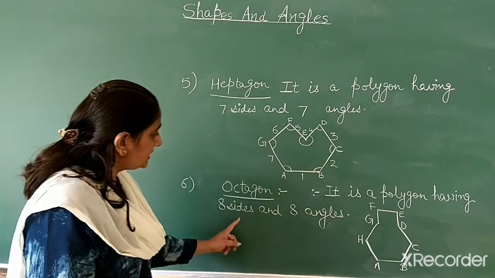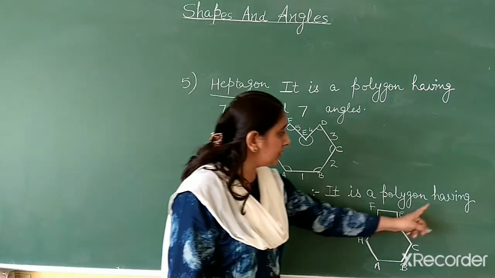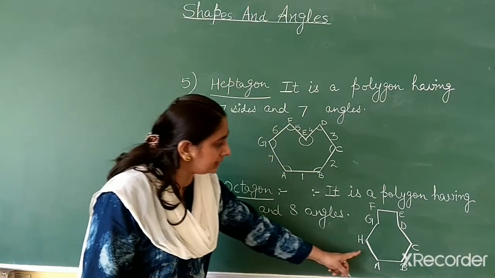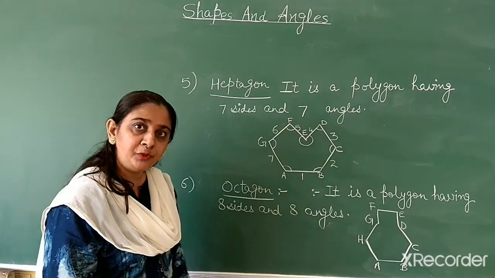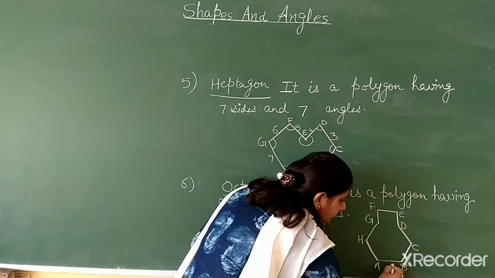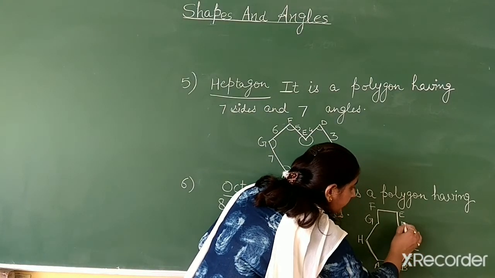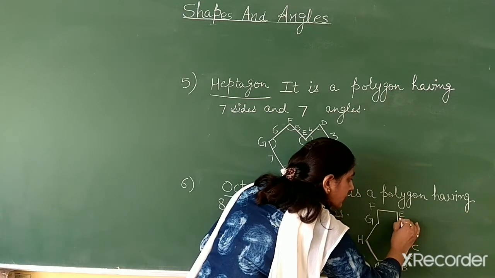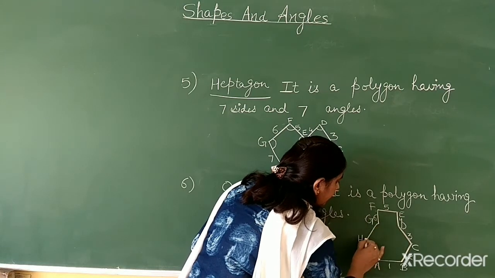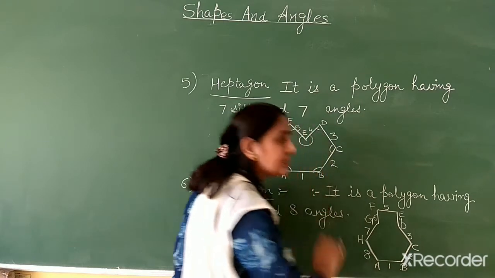So now the next type of polygon is octagon. Octagon is a polygon which is having 8 angles and 8 sides. Now here I have drawn one octagon in front of you. Now we will count the number of sides in this. AB is the first side, BC is the second side, CD is the third side, DE is the fourth side, EF is the fifth side, FG is the sixth side, GH is the seventh side, HA is the eighth side.